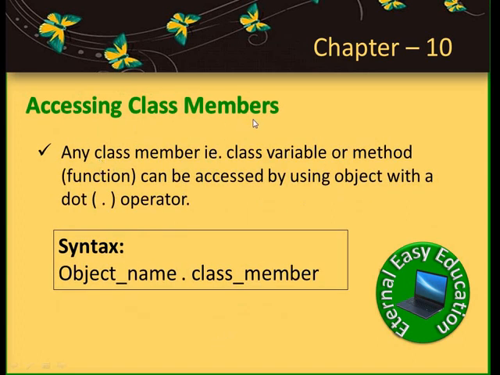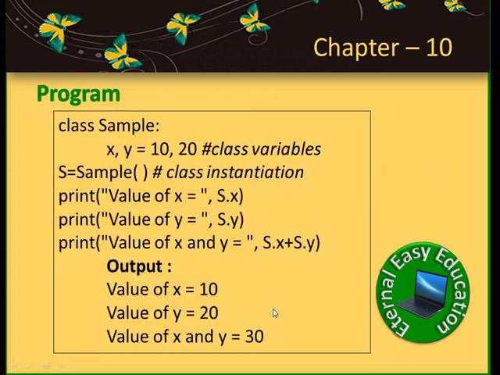How to access the members? Any class member, that is a class variable or method, can be accessed by using the object with a dot operator. So object name dot class member. This is the same concept we used in C++ also. Anyhow, I don't want to bother you. We can learn these things in Python easily.